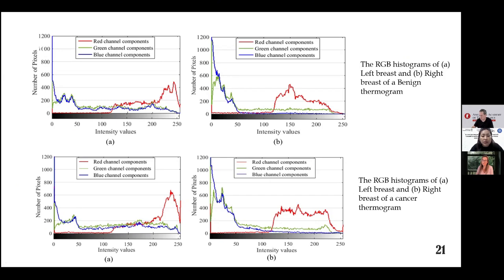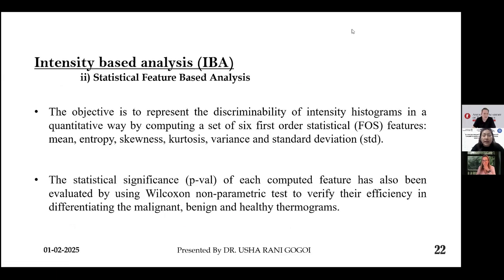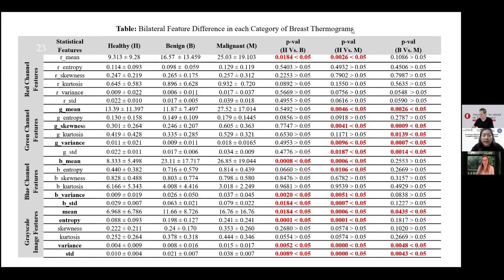The intensity values of the left and the right breast differ in the benign and the malignant cases. Statistical features like mean, entropy, skewness, kurtosis, variance, and standard deviation are extracted from different channels of the breast thermogram, like the red channel, green channel, blue channel, and the gray scale. And we have found that in the healthy breast thermogram, the range of the intensity values is 9 to 9.3.